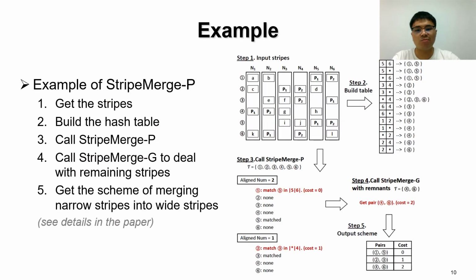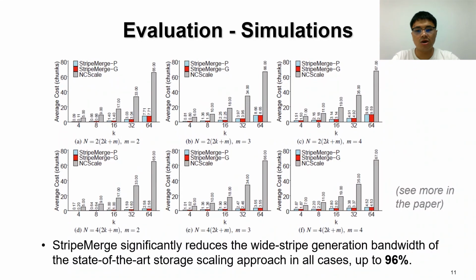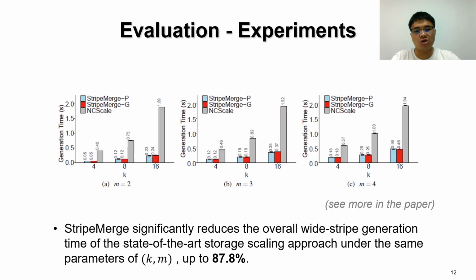Here's an example of StripeMerge-P. It uses five steps to get the scheme, but they will not be discussed today. You can find more details in the paper. Well, let's check StripeMerge's performance. As you can see, in simulation, StripeMerge significantly reduces the wide stripe generation bandwidth over the state of the art by up to 96%. And it still maintains the advantage in experiments. More results of the experiments are presented in the paper.